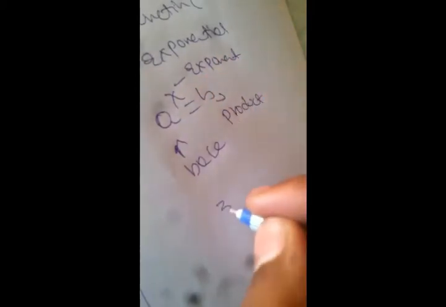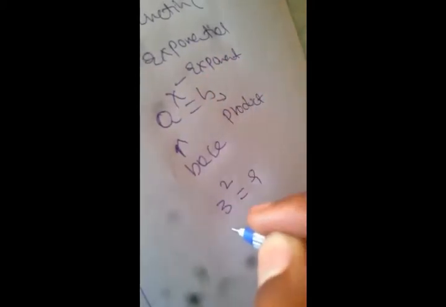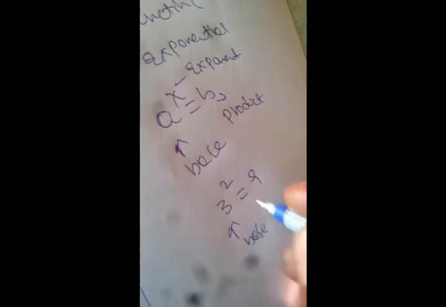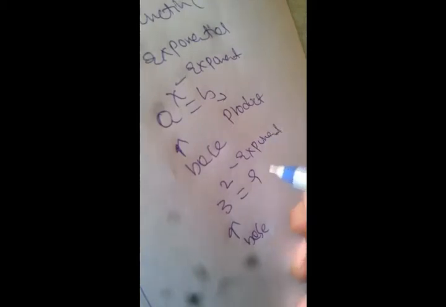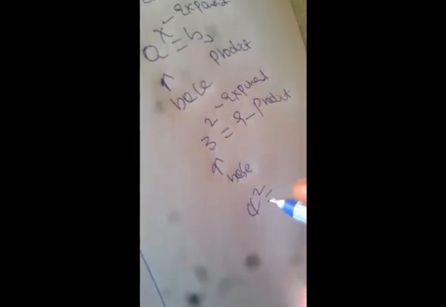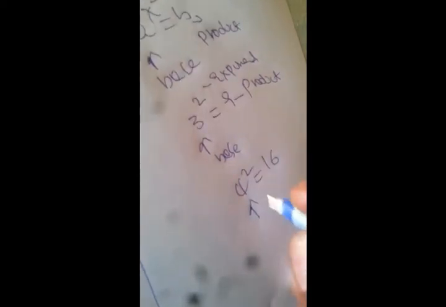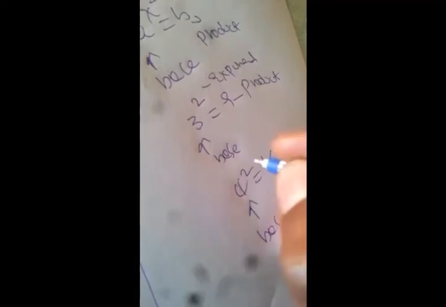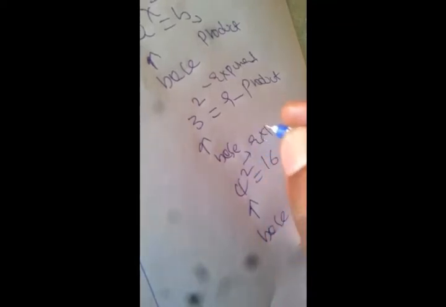For example, 3 squared is equal to 9, where 3 is called the base, 2 is called the exponent, and 9 is called the product. 4 squared is equal to 16, where 4 is called the base, 2 is called the exponent, and 16 is called the product.